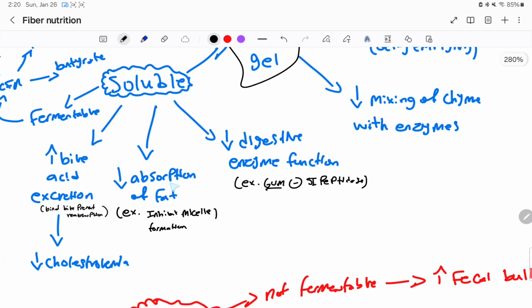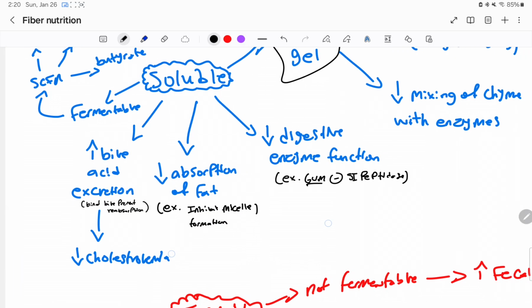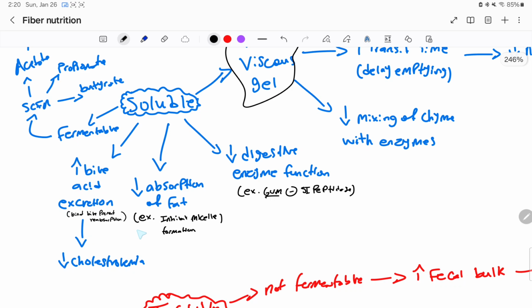Other times, you can decrease the absorption of fat. During fat absorption and digestion, we'll talk about this in our next video, you form these little things called micelles. Micelles are these little positively charged aggregates. They're very small fat droplets, you can think about it. And these guys help with the absorption of the fat into the enterocyte. If we inhibit the micelle formation, we're decreasing fat absorption, and that's one of the things that soluble fibers can do.